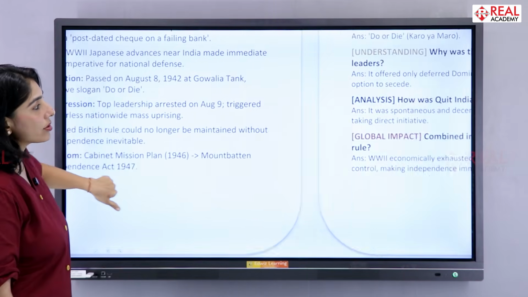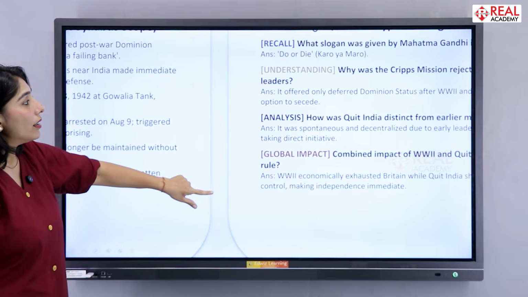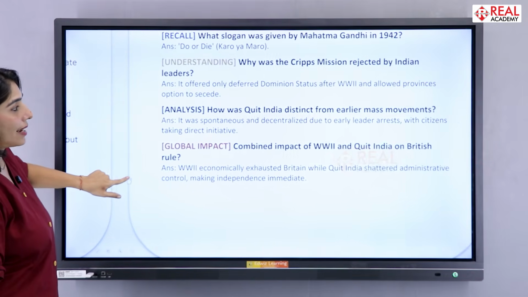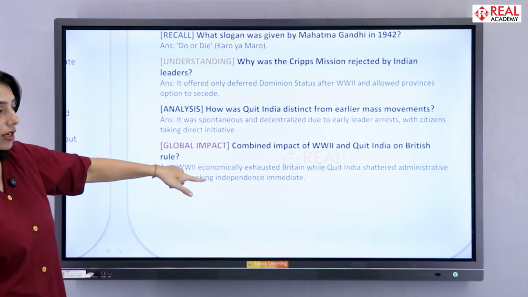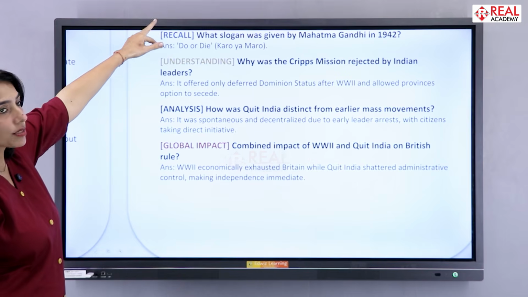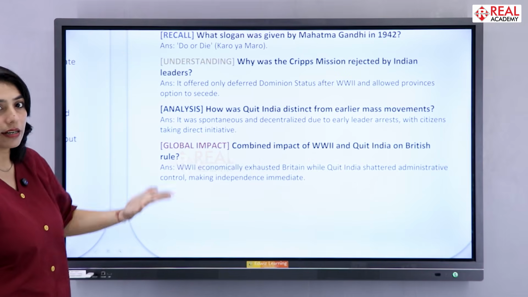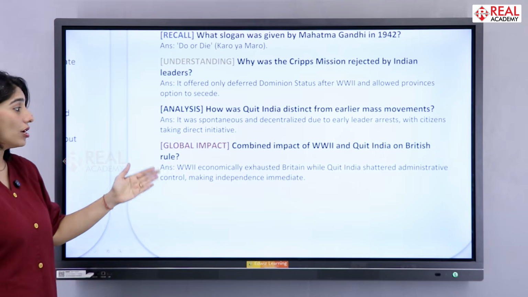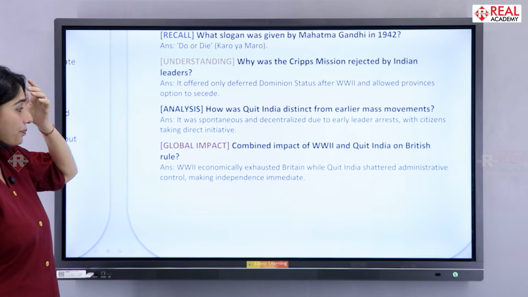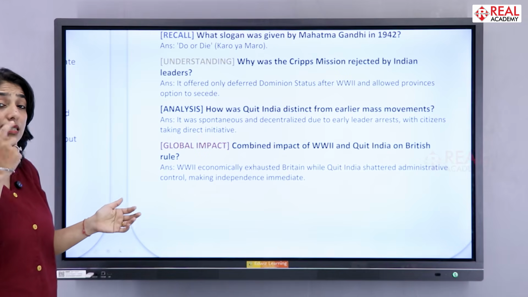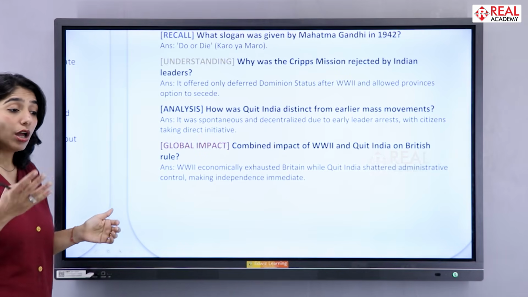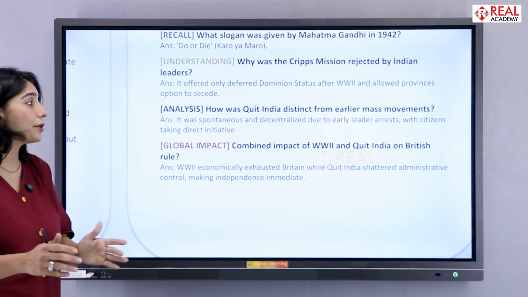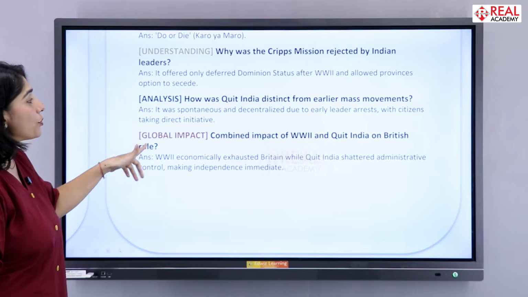What kind of questions can we expect here? We pay more attention towards the analysis and the global, because these two are possible for you all to at least learn and write. When it comes to analysis, this is your conceptual knowledge. When it comes to your global impact, this is again your conceptual knowledge, which you're trying to put into a hypothetical situation here. So it was spontaneous.